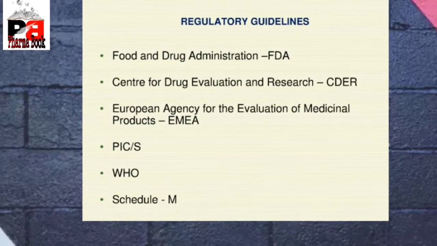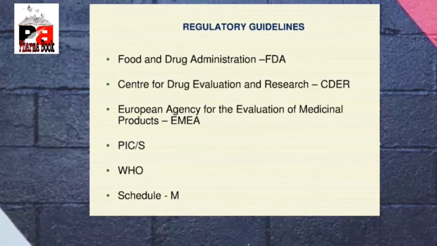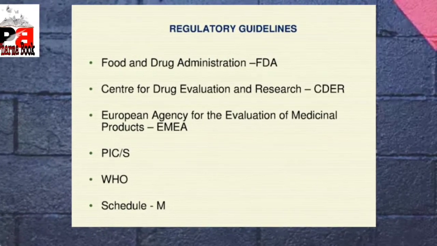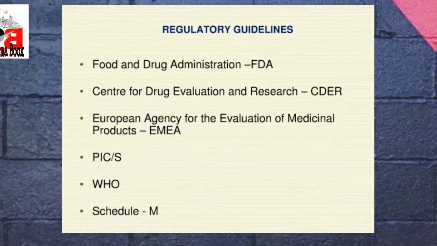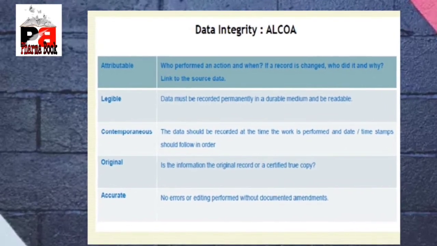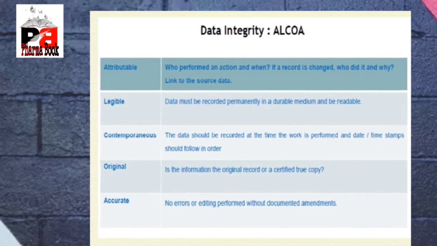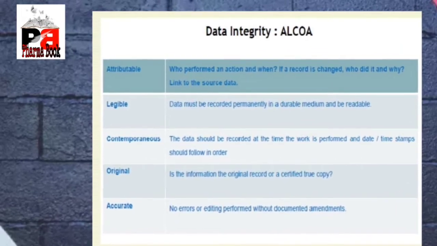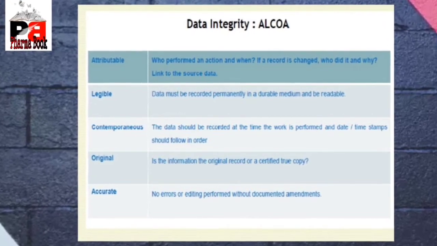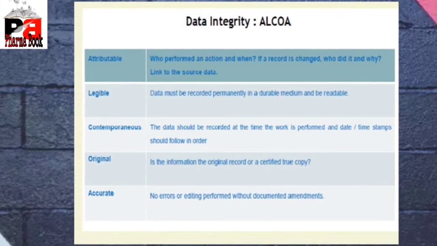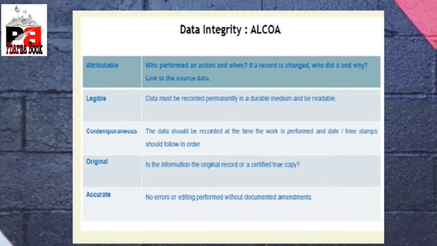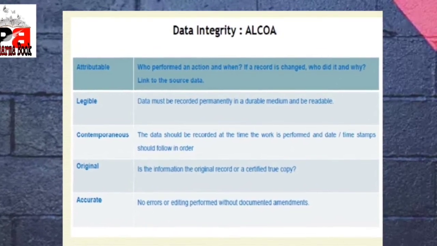Based on the challenges noticed by the regulatory authorities, data integrity principles were suggested for the pharmaceutical industries. That is ALCOA, nothing but the ALCOA principle. In that, the first one, attributable, legible, contemporaneous, original, accurate. Attributable is to understand who performed an activity and when it happened, and if the record was changed, who did it and why the record was changed can be easily understood.